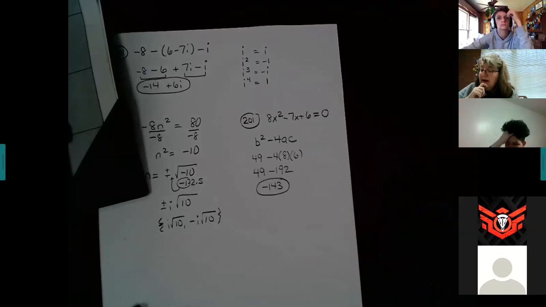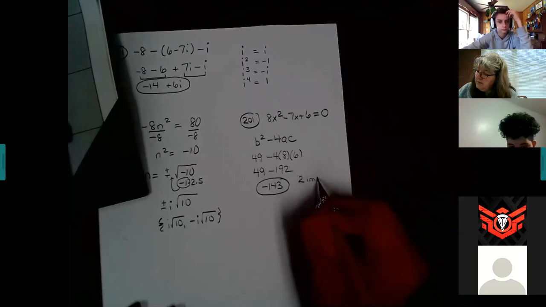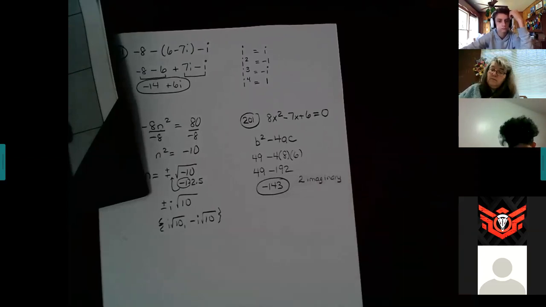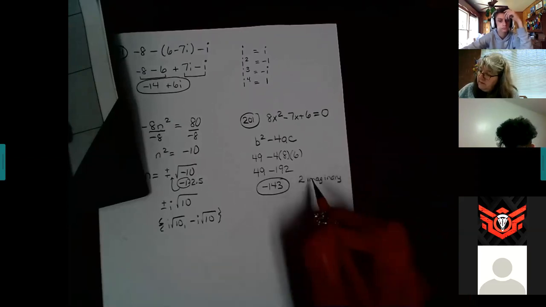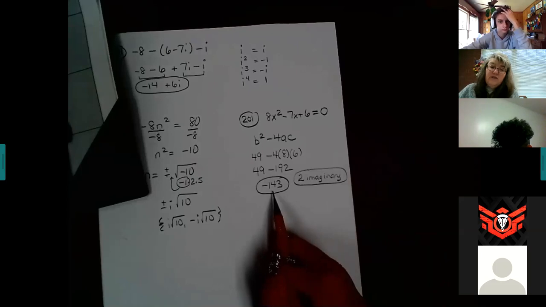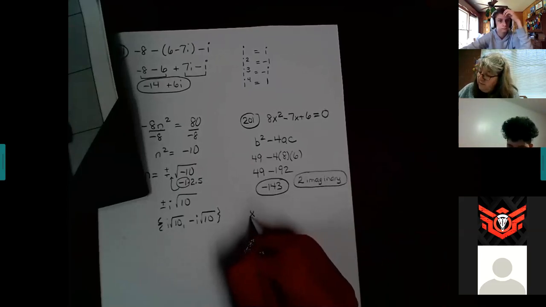Now, how many roots and what type? I look at my chart. It's a negative, so it's 2 imaginary. Try to do it from memory. So negative makes imaginary numbers because the discriminant is under the square root. Then I do the quadratic formula.